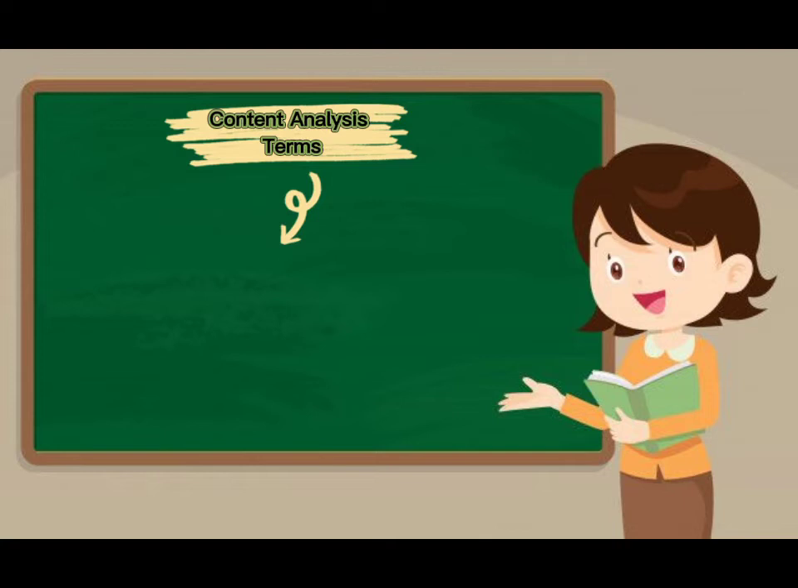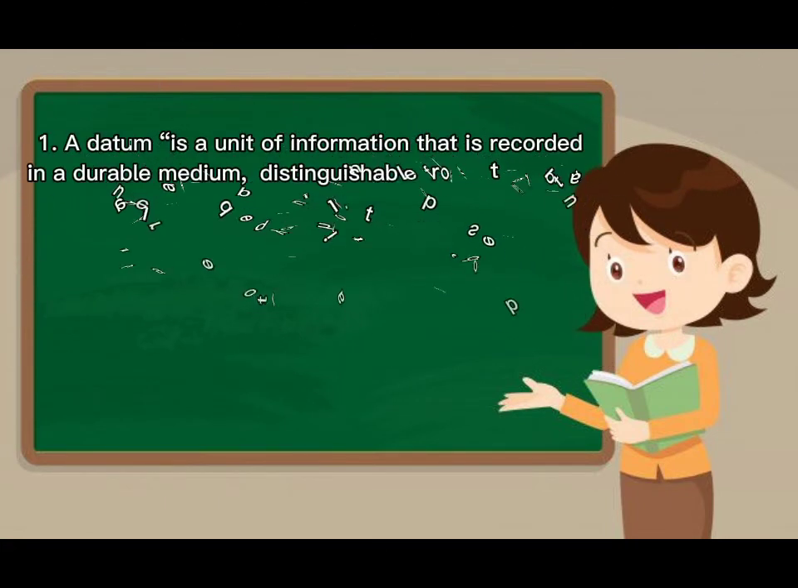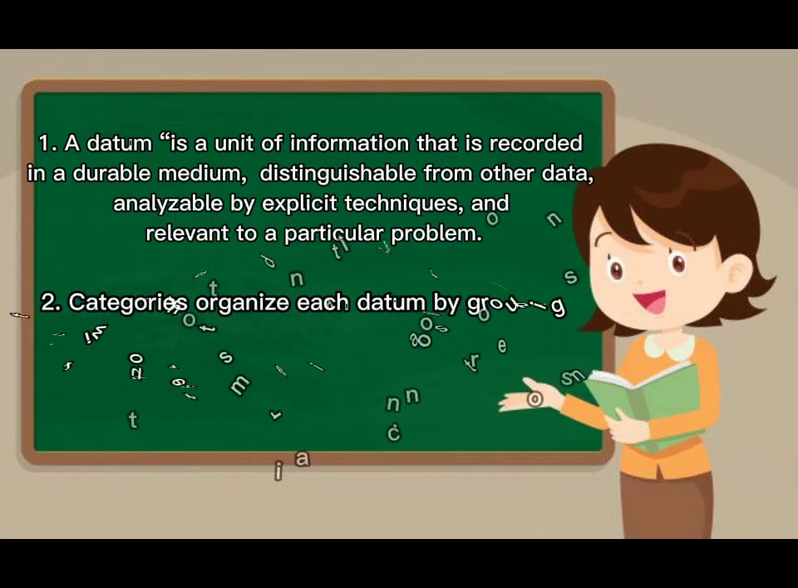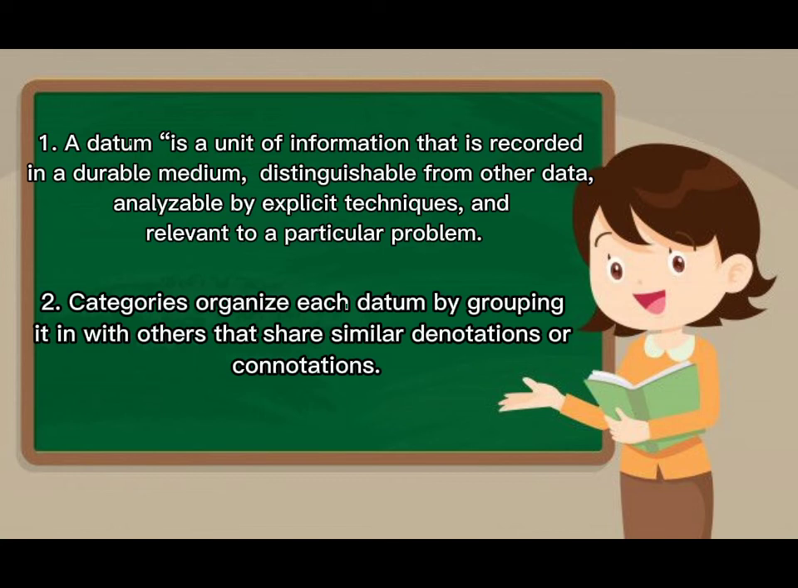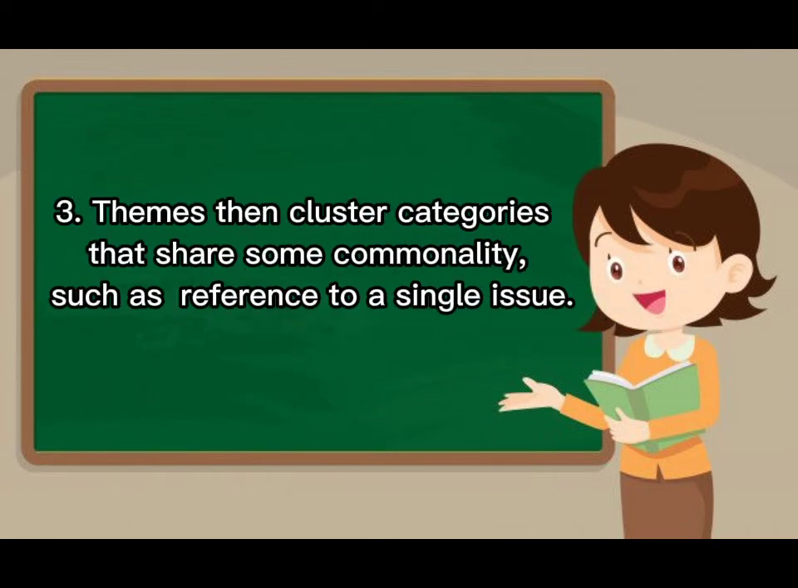1. Content analysis terms. Before exploring the techniques of content analysis, it is necessary to review a few of the basic terms relating directly to coding. First, a datum is a unit of information that is recorded in a durable medium, distinguishable from other data, analyzable by explicit techniques, and relevant to a particular problem. Second, categories organize each datum by grouping it in with others that share similar denotations or connotations. Third, themes then cluster categories that share some commonality, such as reference to a single issue.